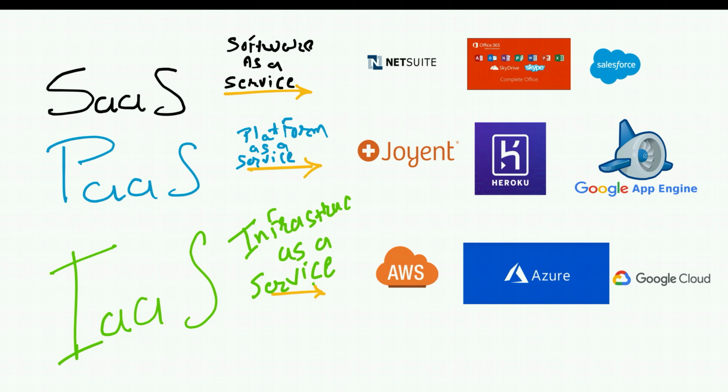Third is infrastructure as a service, where the service provider provides compute services on rent. These compute services include server, storage, database, virtual machine, and networking to develop your data center-like environment. Some examples are AWS, Microsoft Azure, and Google Cloud.